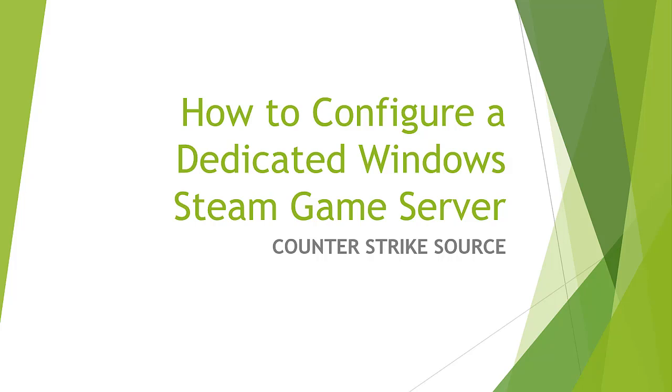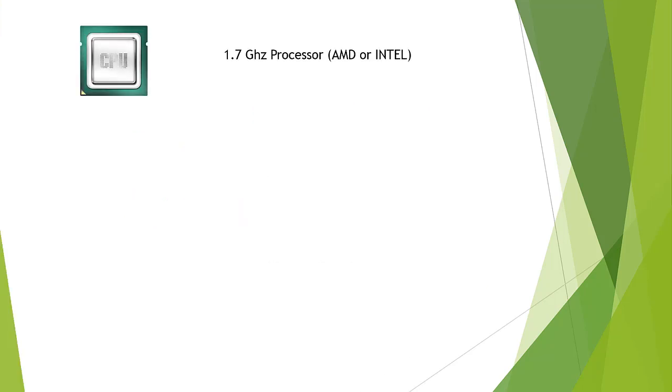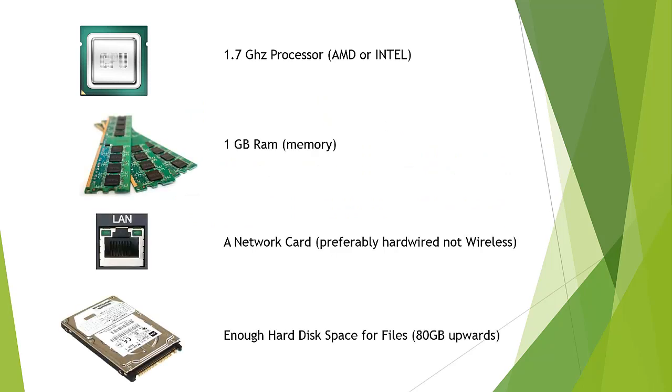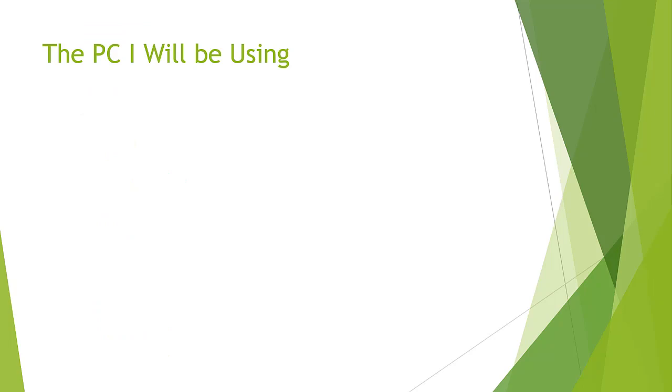The PC doesn't really need to have anything special as far as specifications, as long as it's around 1.7 GHz of processor, 1 GB of RAM, a network card, and a hard drive with enough space to install the game files on, and then you're good to go. For this demonstration, I'll be using an old low-powered PC that I don't really have any use for. So rather than throw it away, I can put it to good use.